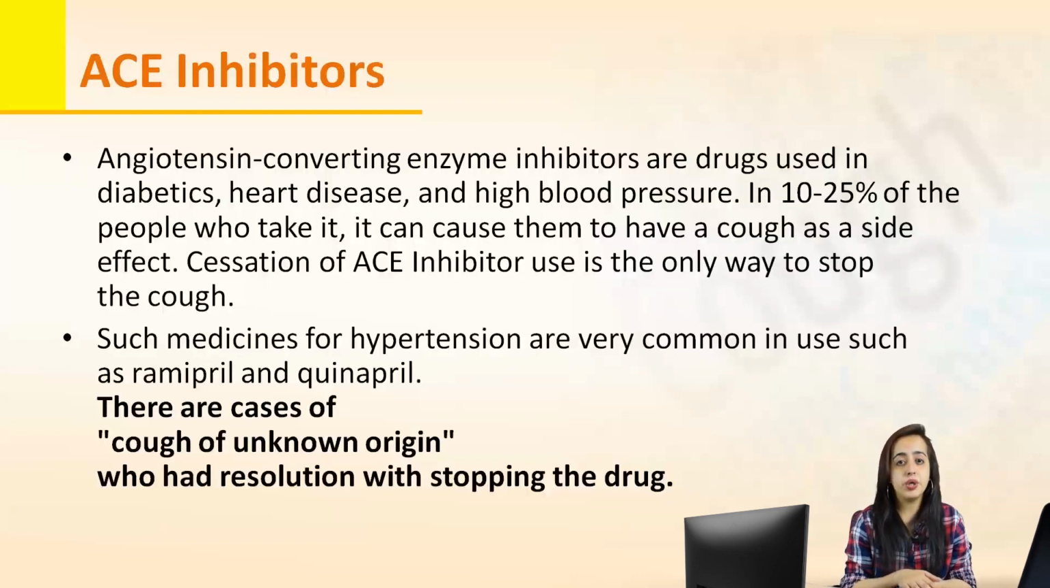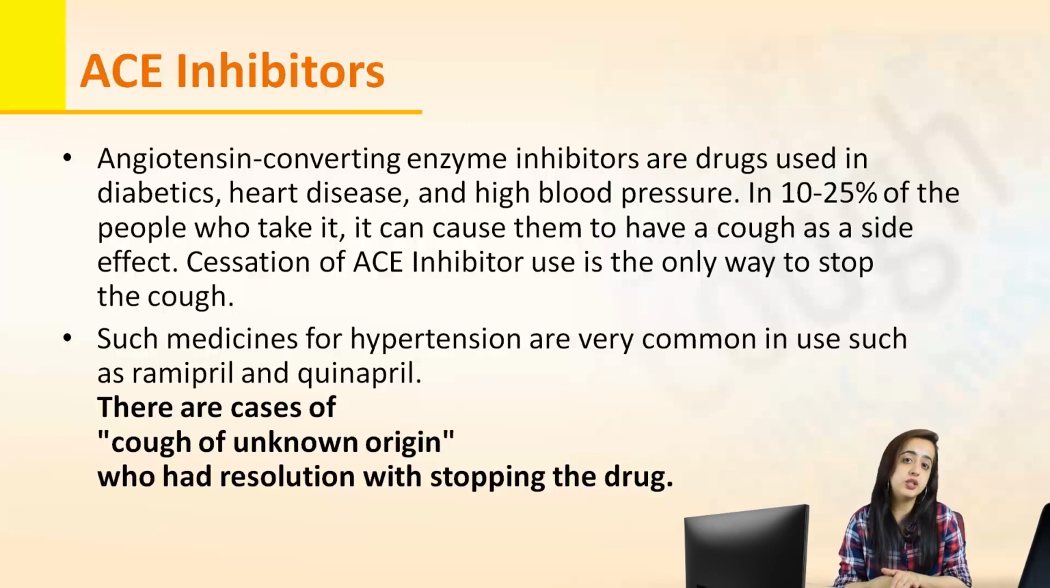Now, after foreign bodies, the next common cause is perhaps an iatrogenic cause, or a cause of cough that is caused by certain medications. The most common cause of iatrogenic cough are ACE inhibitors, or angiotensin converting enzyme inhibitors. Now, these drugs are used in allopathy and are very commonly used in heart conditions, in diabetes, and in high blood pressure.